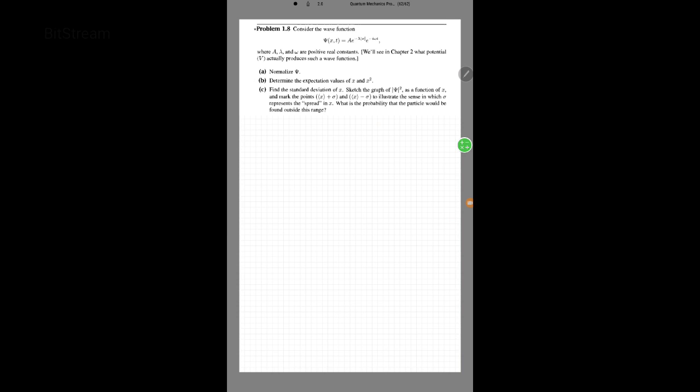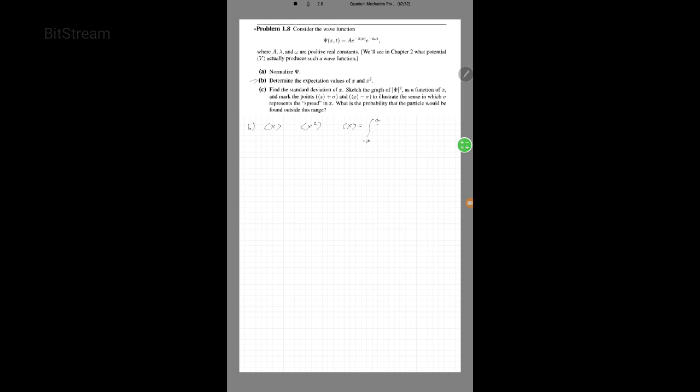Okay, now we want to find the expectation values. We want to find x and the expectation value of x squared. The reason we want to find those is so that we can then find the standard deviation later. And the next section of Griffiths is going to be all about expectation values, so we can find out more about it there.